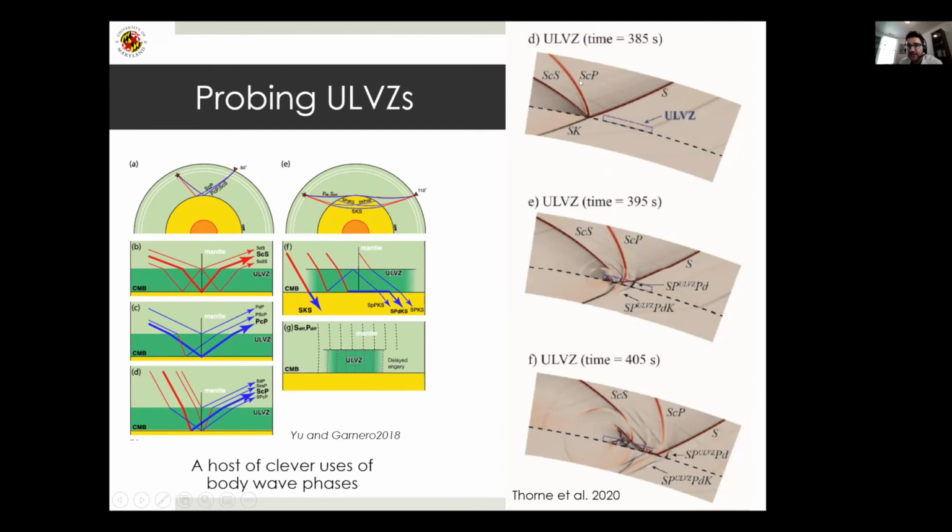So if you have an S wave that's traveling in the mantle, this is the core, this is the mantle, that S phase will interact, when it hits the core, if there's a ULVZ at the core, to produce a P wave that's traveling in the ULVZ, and that P wave can then be detected later at the surface. And this is a figure from Mike Thorne's recent work.